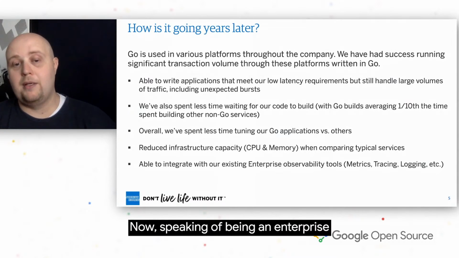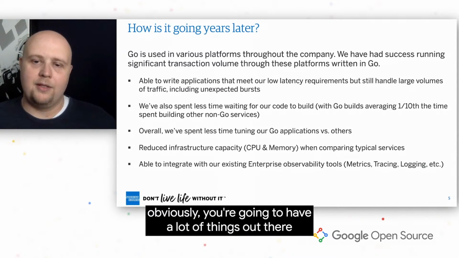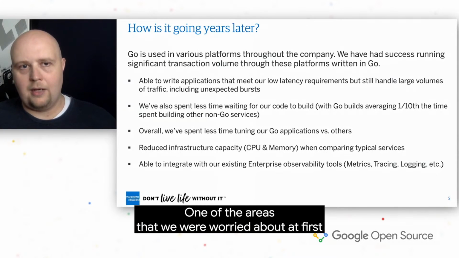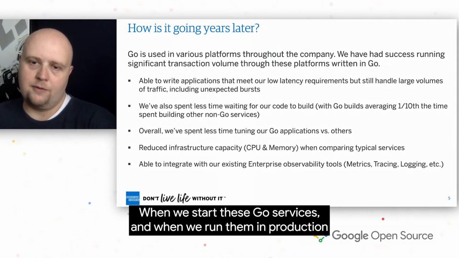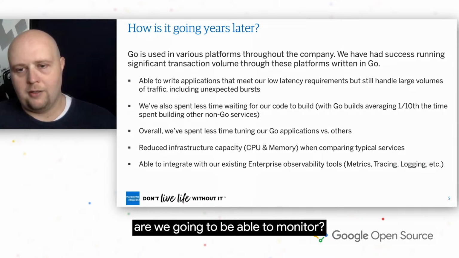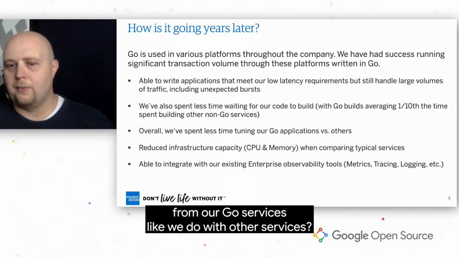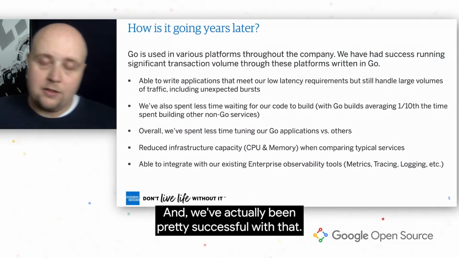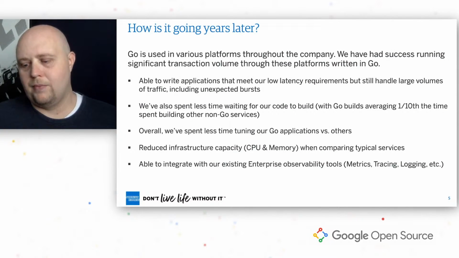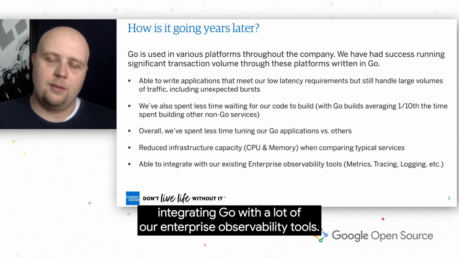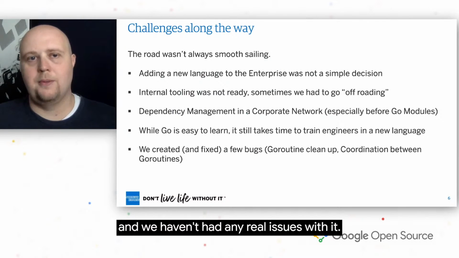Now, speaking of being an enterprise, as an enterprise, you obviously are going to have a lot of tooling that exists today. One of the areas that we were worried about at first was our observability tools. When we start these Go services and when we run them in production, are we going to be able to monitor them? Are we going to be able to pull metrics and tracing and logging from our Go services like we do with other services? And we've actually been pretty successful with that. It is a lot less work than we expected, integrating Go with a lot of our enterprise observability tools. It's been great. We've been able to do it, and we haven't had any real issues with it.